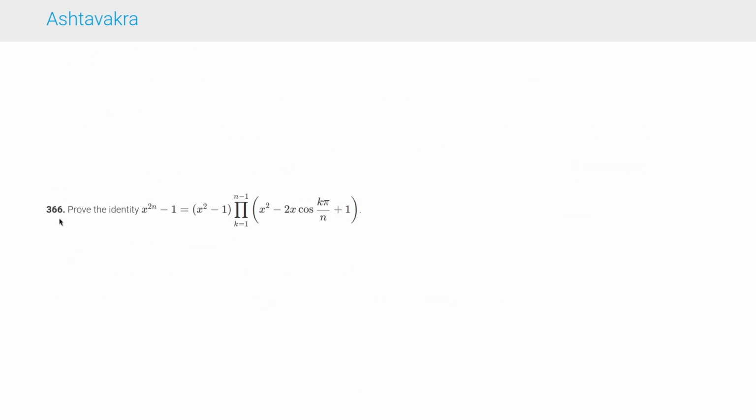Question 366 says: prove the identity x to the power 2n minus 1 is equal to x square minus 1 times the product from k is equal to 1 to n minus 1 of x square minus 2x cos k pi by n plus 1.